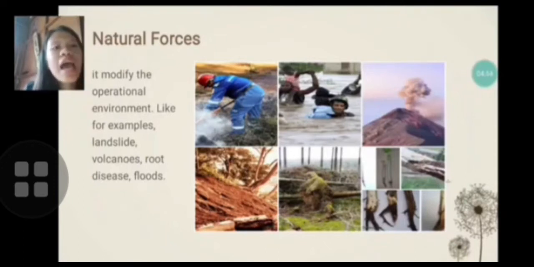These natural forces are disturbances that can disturb the operational environment, like windrow, floods, volcanoes, root disease, and fire, whether from human activities or natural activities. These are the disturbances in the operational environment.